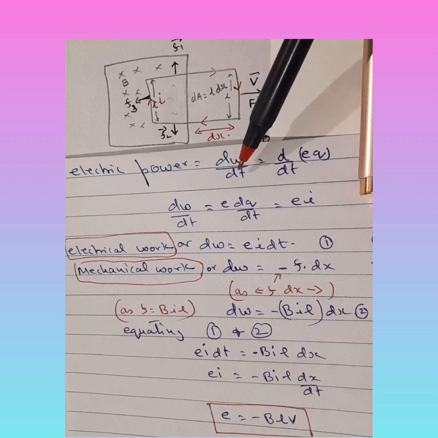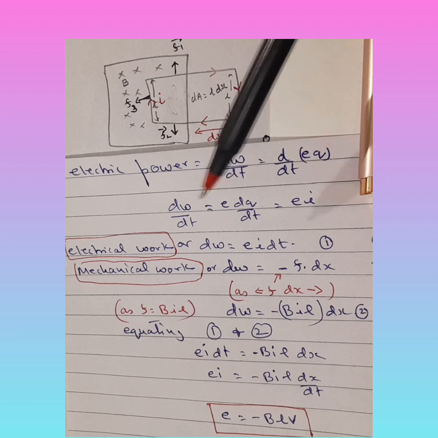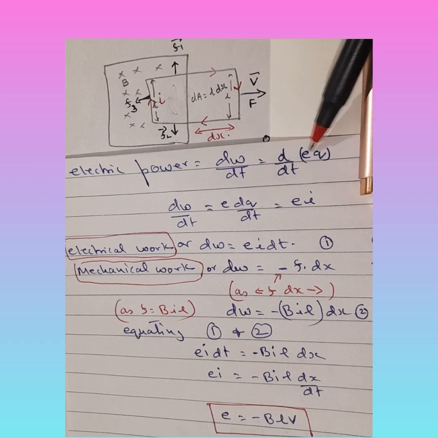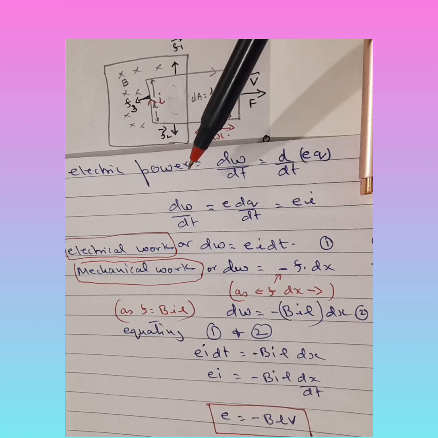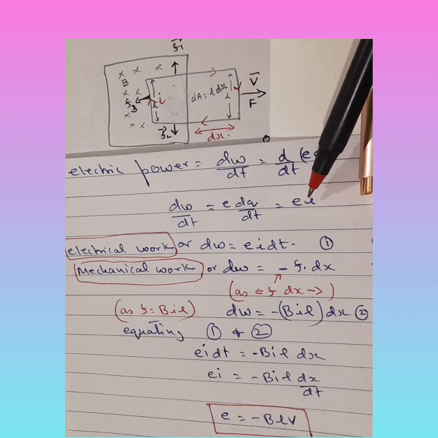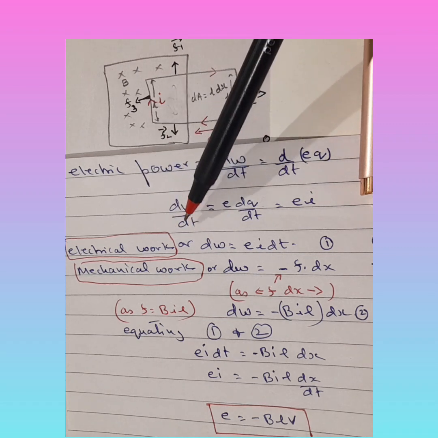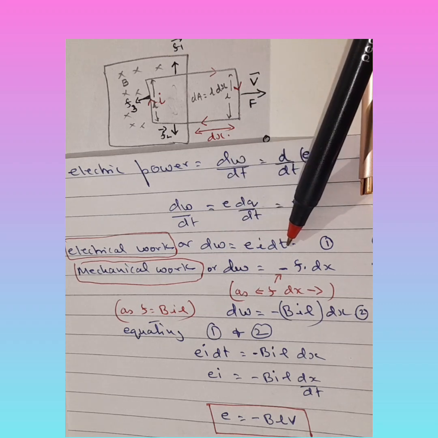Alright, so dW over dt, and W we know in terms of electrical it is EQ, where Q is charge, E is volt. Now dW over dt is equal to E dq by dt, and dq by dt is equal to I. So electrical power formula is EI. Yet another formula to be kept in mind. So electrical work dW over dt is equal to EI. So dW is equal to EI dt.